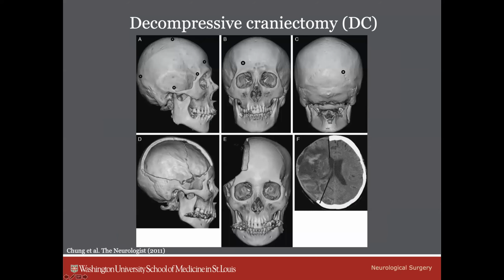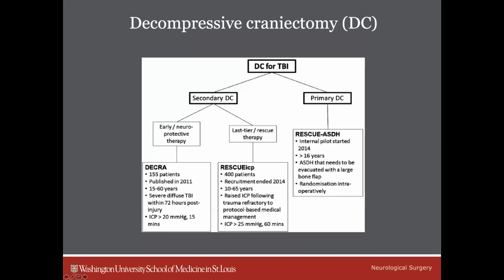So this is an example of decompressive craniectomy where you take skull off on one side and you can see how much room the brain has for expansion after that. Typically when we do this, these are the areas where we do burr holes to remove the bone flap. So what data do we have to support decompressive craniectomy?